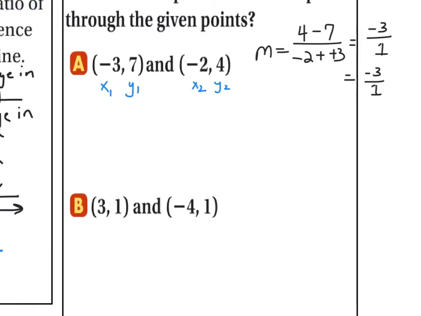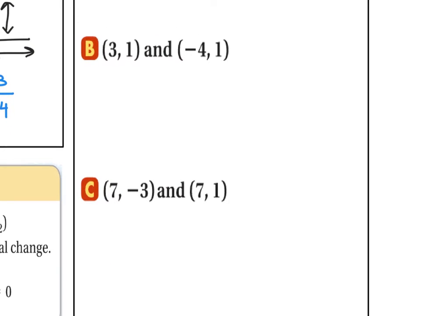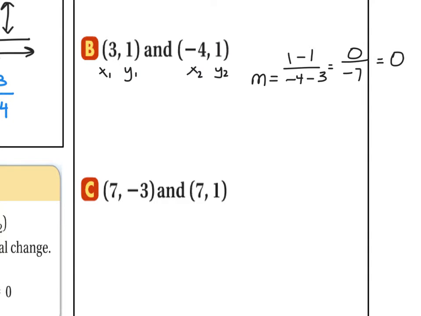Let's look here at letter B. Again, I'm going to label my points: x1, y1, x2 and y2. Calculating my slope, I want y2, that's 1, minus y1, which is 1, over x2, which is negative 4, minus x1, which is 3. So 1 minus 1 happens to be 0, and negative 4 minus 3 is negative 7. This happens to be 0 divided by negative 7, which is just 0.